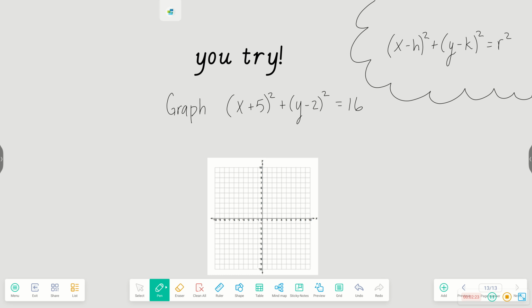Now I want you, given this equation of this circle, to try to graph it. Actually pause the video and start trying it on your own first. And then when you get stuck or you feel like there's no further you could possibly go, unpause the video and you can see the answer.